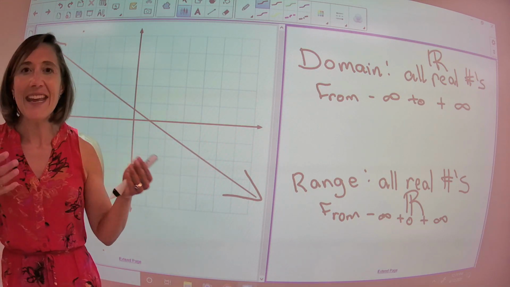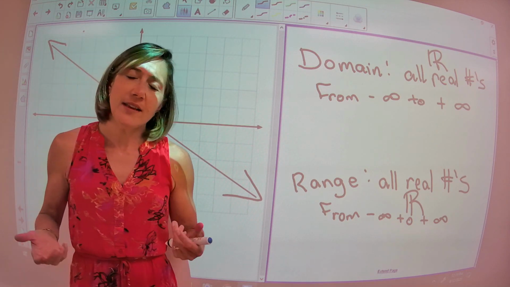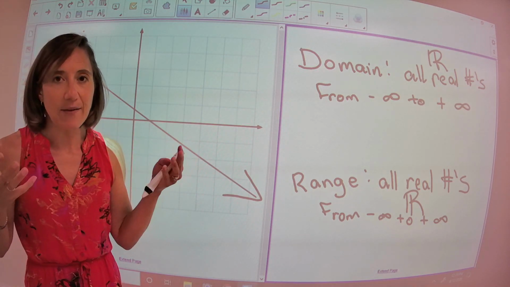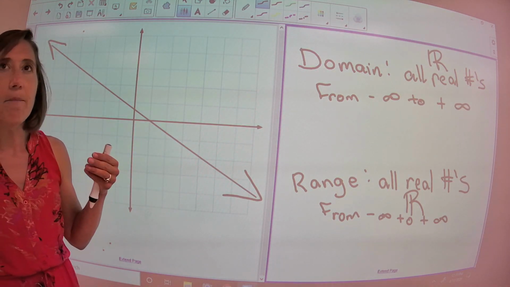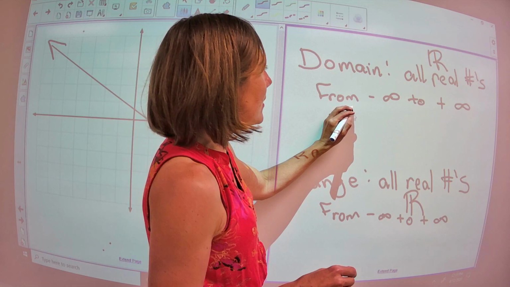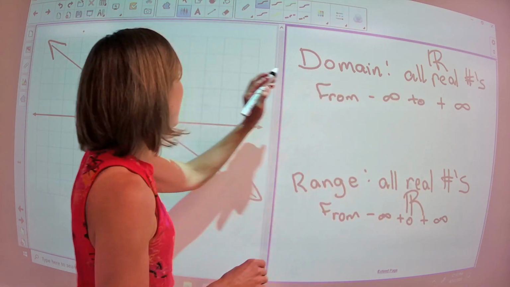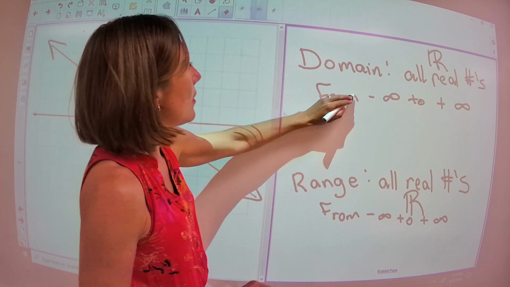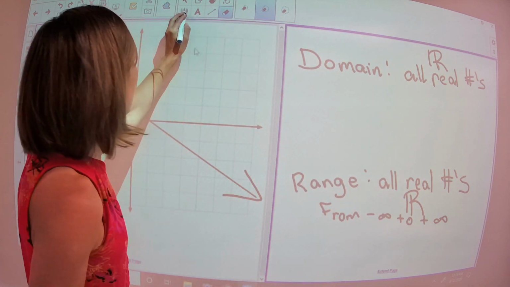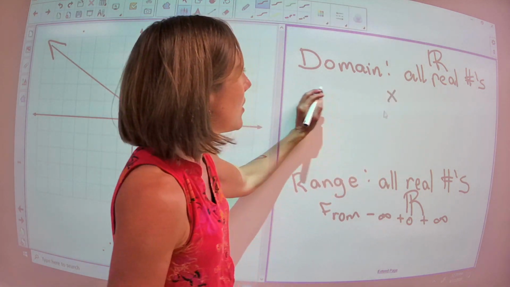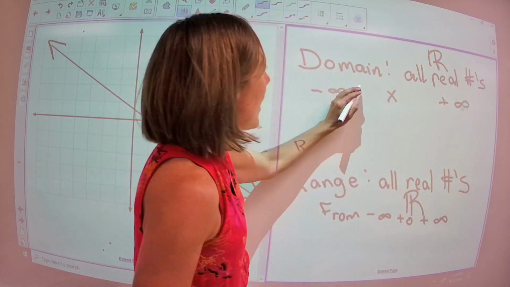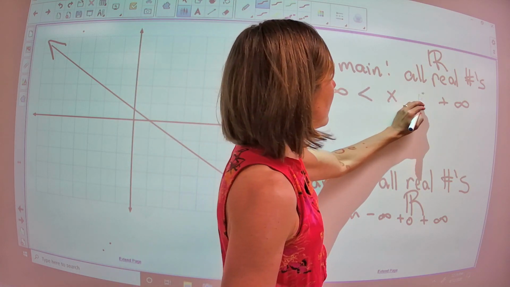It's kind of like in English, you can say hello or sup or how are you today, and they all are forms of greetings. Well, we have different ways that we can identify domains and ranges as well, different types of language. So with inequalities for this domain, instead of saying from negative infinity to positive infinity, we could word it like this. We could say that our x's are in between negative infinity and positive infinity, and show that with inequality symbols.